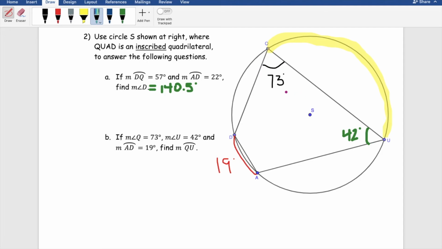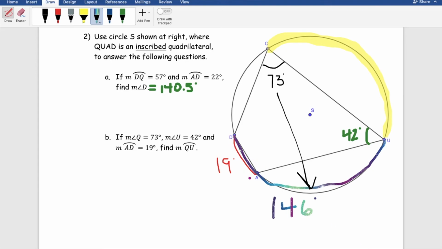So we're going to start with angle Q as our first given. And this angle was 73 degrees. When angle Q opens up, it forms an arc that goes around from point D to point U. So arc DAU, if we wanted to name it with 3 letters. And we should know how to get there, right? We have a 73 degree angle here. When we want to find the arc that it makes, we take that angle and we double it. So this whole arc is 146 degrees.